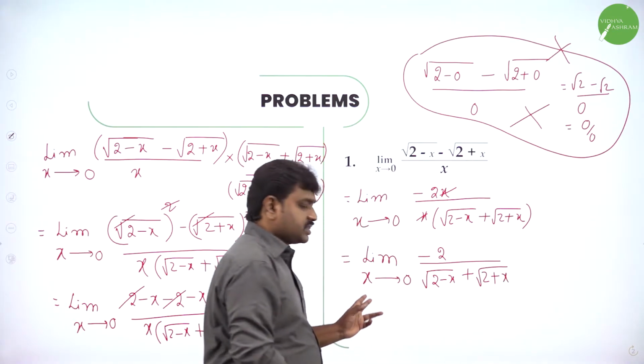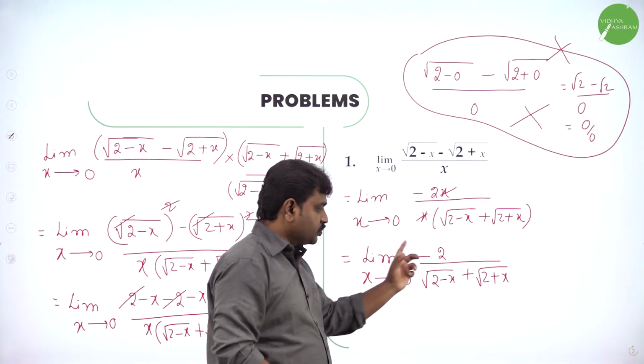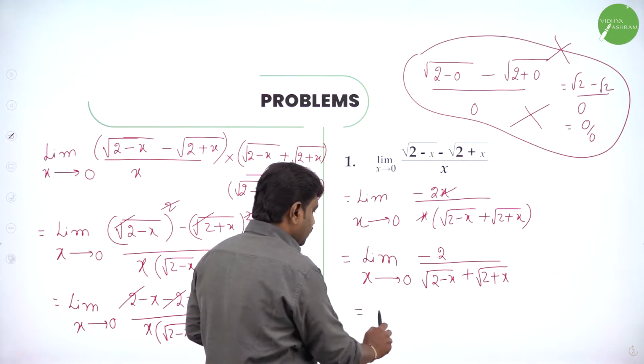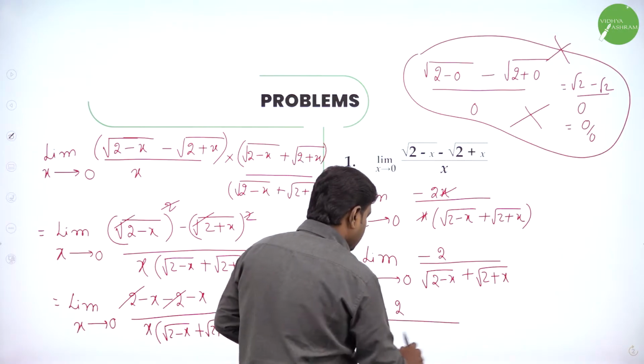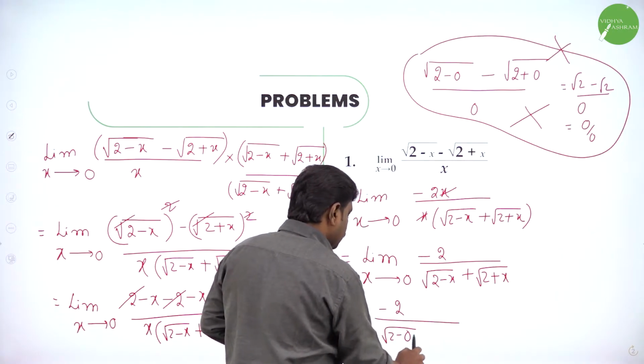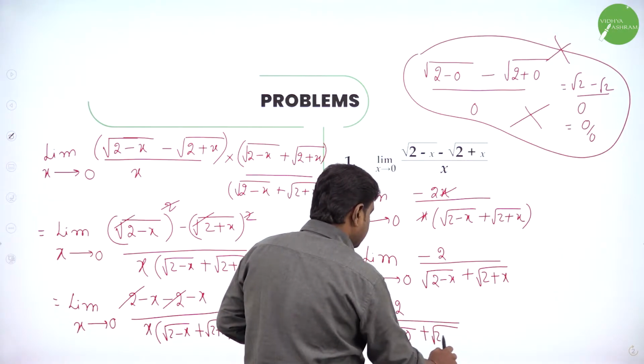What is meant by limit x tends to 0? Now in the place of x put what? 0. If you do that, you will get minus 2 divided by root of 2 minus 0 plus root of 2 plus 0.